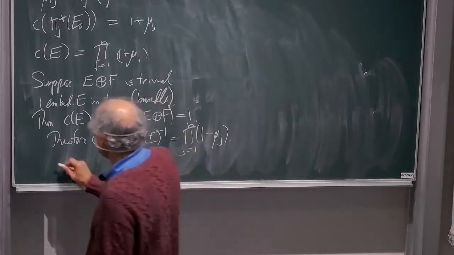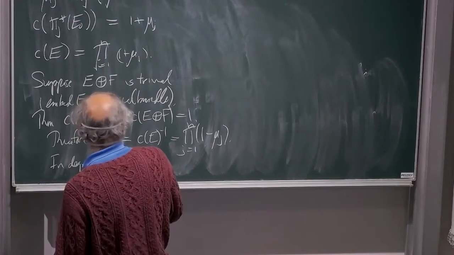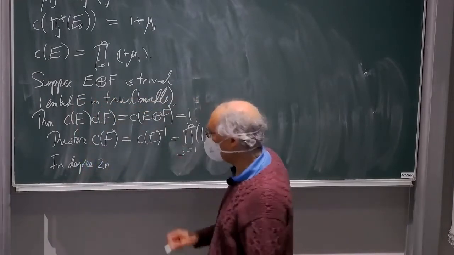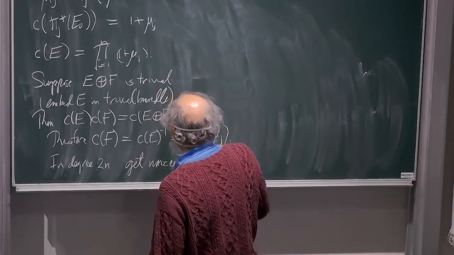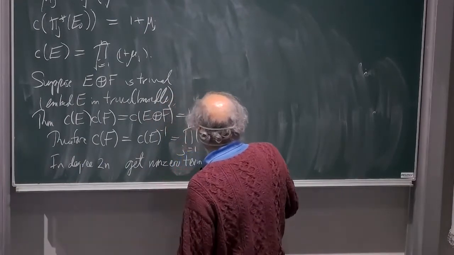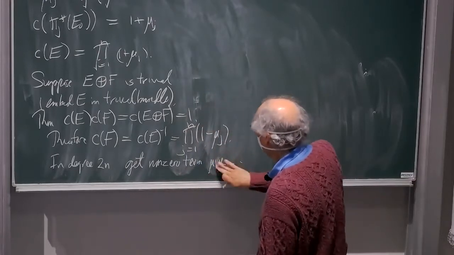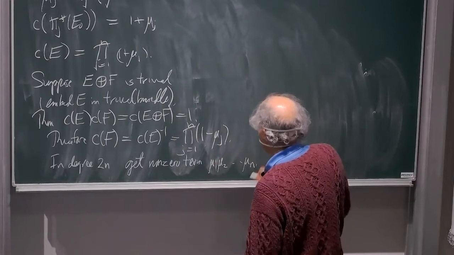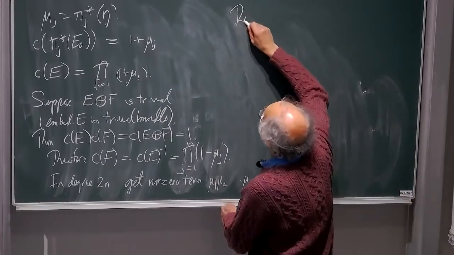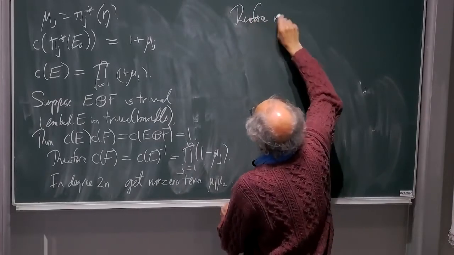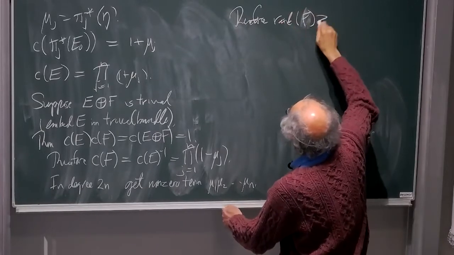And for j equals n, so in degree n, degree 2n, sorry, you get the non-zero term. Mu 1, mu 2, these are really cup products. We'll write like that, mu n. Therefore, the rank of F is bigger than or equal to n.